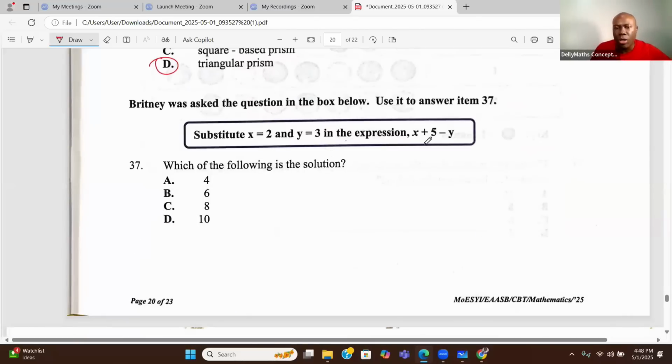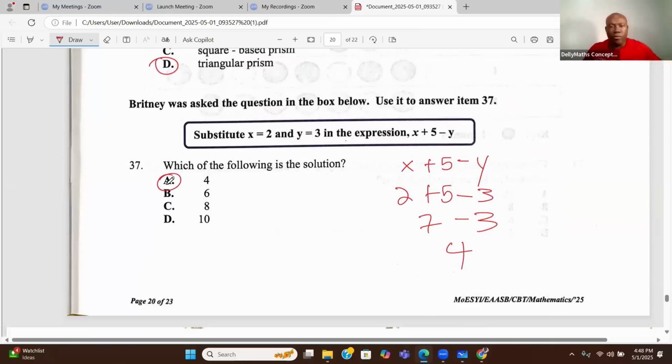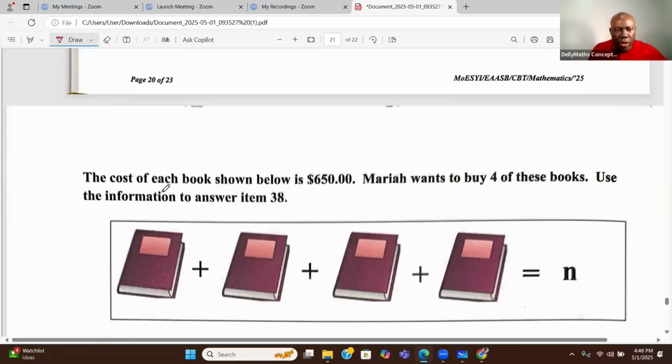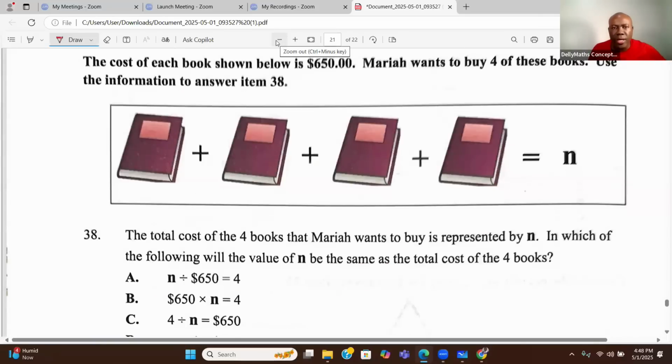We're doing some algebra now. So what we want to do is use substitution. So we have x plus 5 minus y. X is 2. So 2 plus 5 minus 3. 7 minus 3, 4. You should have gotten 4 there. If you got it, very good. We're winding down. We're almost there. Let's take a look at this question.